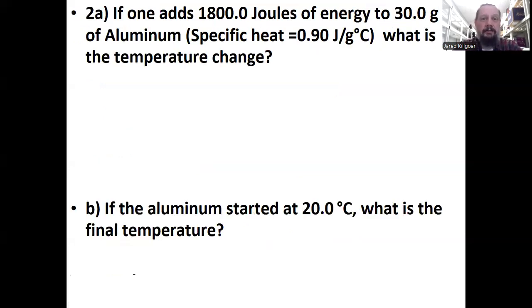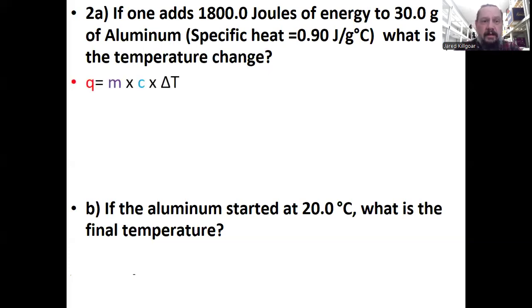So here's another style of question where we're calculating something different. We're calculating a temperature change. And why don't you guys pause right here and see if you can solve this problem. Otherwise, I'm just going to dive right into it. If one adds 1,800 joules of energy to 30 grams of aluminum, where the specific heat of aluminum is 0.90 joules per gram degree Celsius, what is the temperature change?